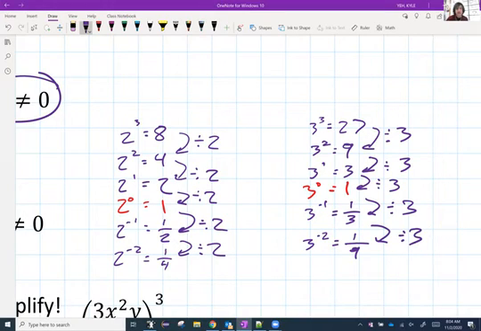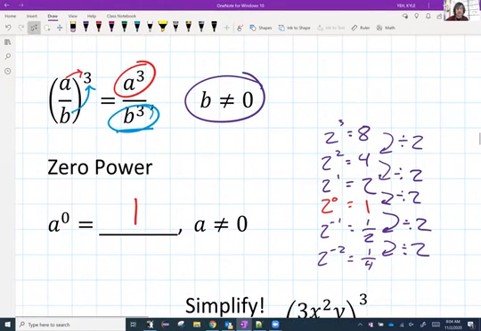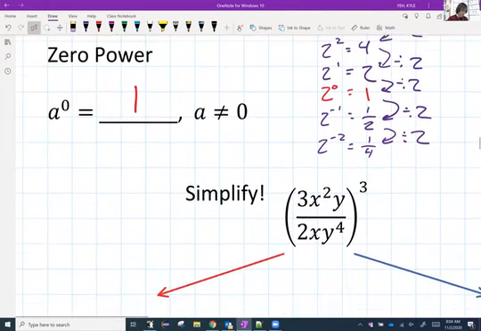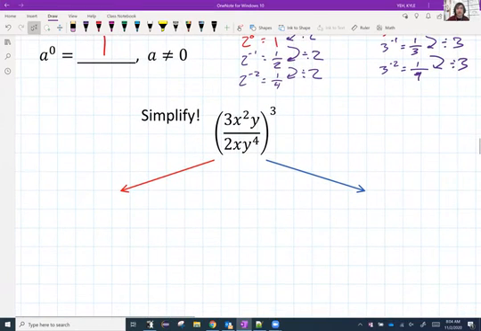So the good news is you don't have to understand necessarily, you don't have to be able to explain what's on the screen right now. What you do need to know is that anything to the 0th power is 1. So I want to work kind of one long example and then all those rapid fire examples I had at the beginning of the lesson, and then we'll call it good. And I want to work this one in 2 ways. Simplifying 3x squared y over 2xy to the 4th, all cubed.